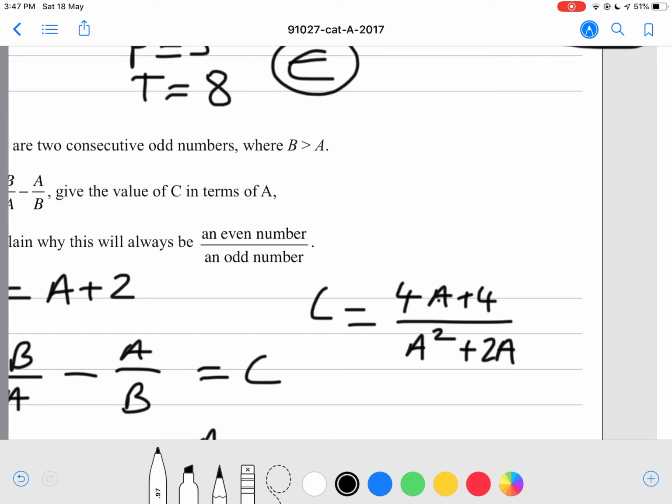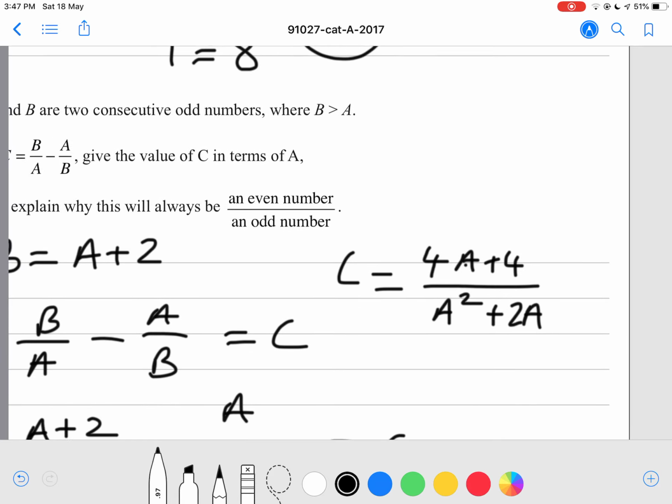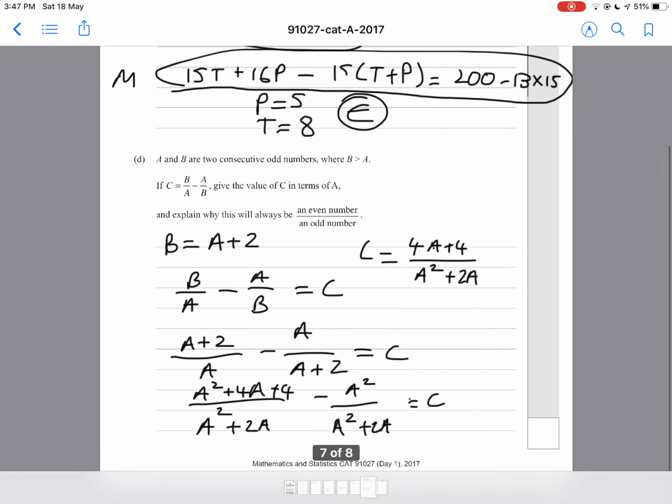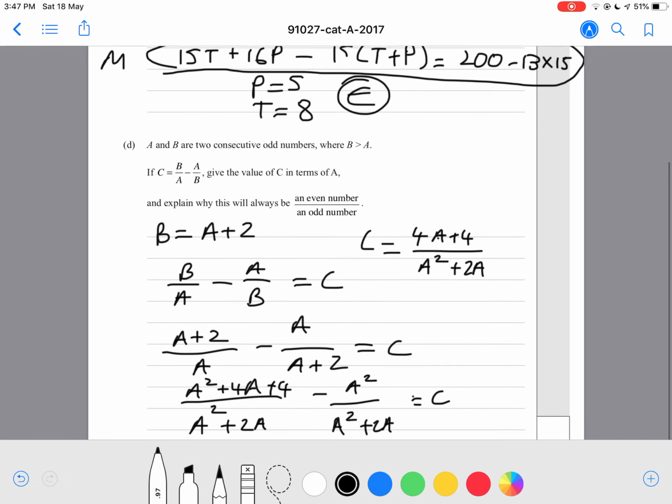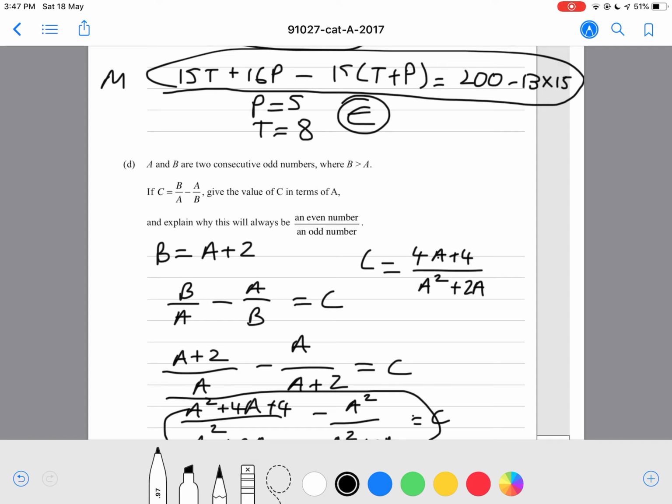If you have the two statements and you have C equals 4A plus 4 divided by A squared plus 2A, you'll get the excellence grade. To get a merit grade, you're looking at the expansion of the numerator. Basically this here will get you a merit grade. And to get an achieved grade, it's basically just substituting A plus 2 into the equation.